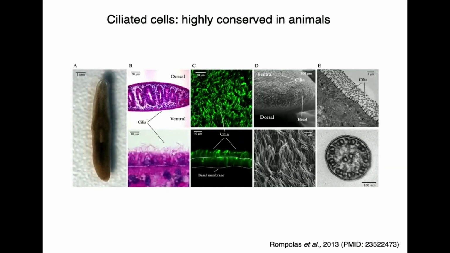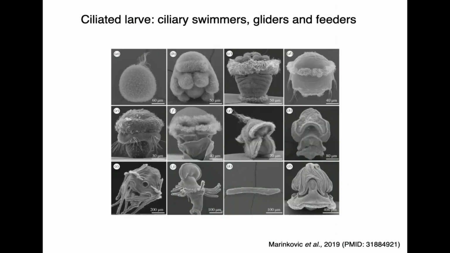It turns out these cells are actually highly evolutionarily conserved. The ciliary cells are present in many animals throughout the animal kingdom. For example, in this flatworm, the ciliary cells cover the ventral surface of the planarian, and the cilia are required for general motion and gliding. And you will also see lots of ciliary marine larvae.